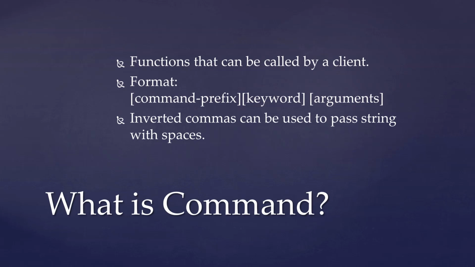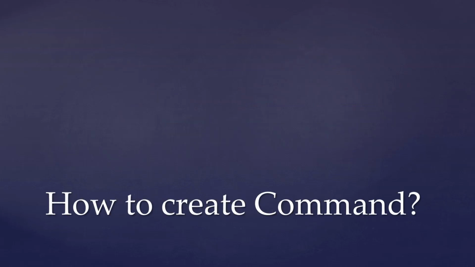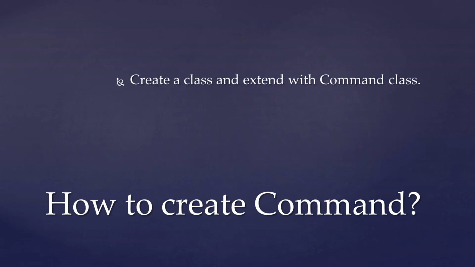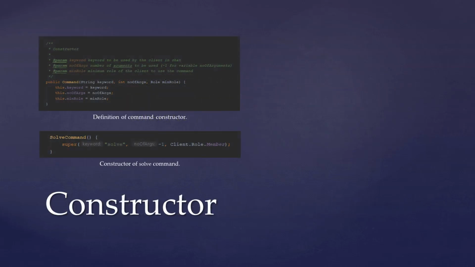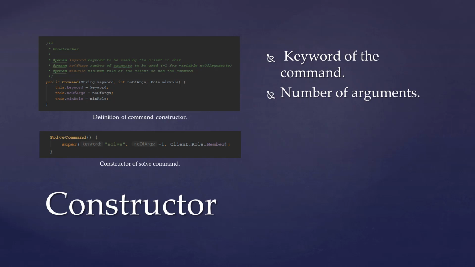Now we know what command is, but how do we create it in the code? That is pretty simple. All we have to do is create a class and extend it with command class, and then implement all its abstract methods and constructor. The constructor of command takes three arguments. First is the keyword of the command you want to make. So in case of solve command, it was solve. Second is the number of arguments you want the client to pass. If you want it to be of variable length, just write -1 here. Third is the minimum role of the client to use the command.